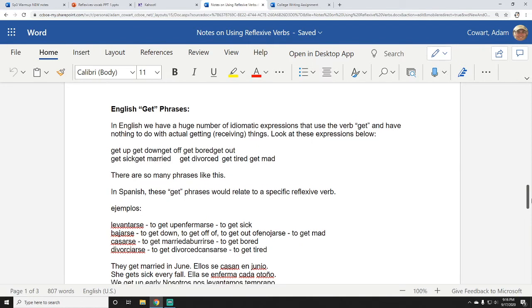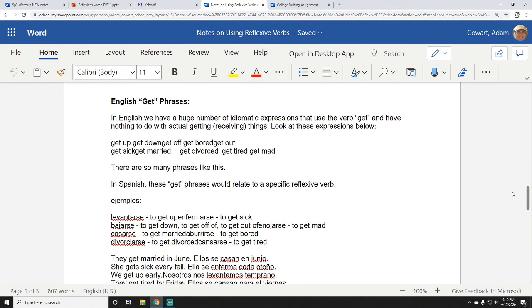Okay, now here is an example where we're going to expand our vocabulary. So, what this part says again, in English we have a huge number of idiomatic expressions that use the verb get and have nothing to do with actually getting or receiving things.